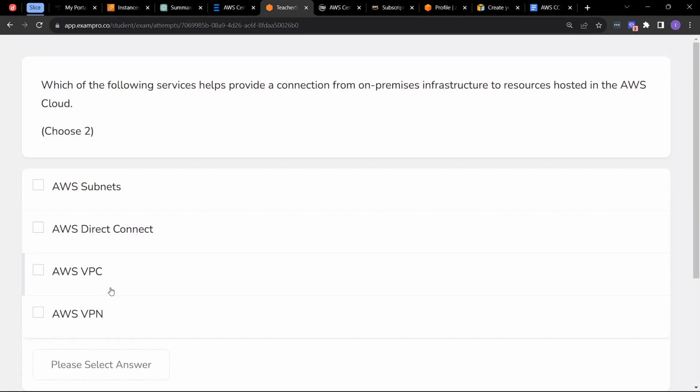Now for you to connect, you need the site-to-site VPN. So that is the AWS VPN, and then the AWS Direct Connect. The VPN lets you have an encrypted connection through the public internet to your resources, and then the Direct Connect just gives a direct, dedicated connection to your resources in the cloud.